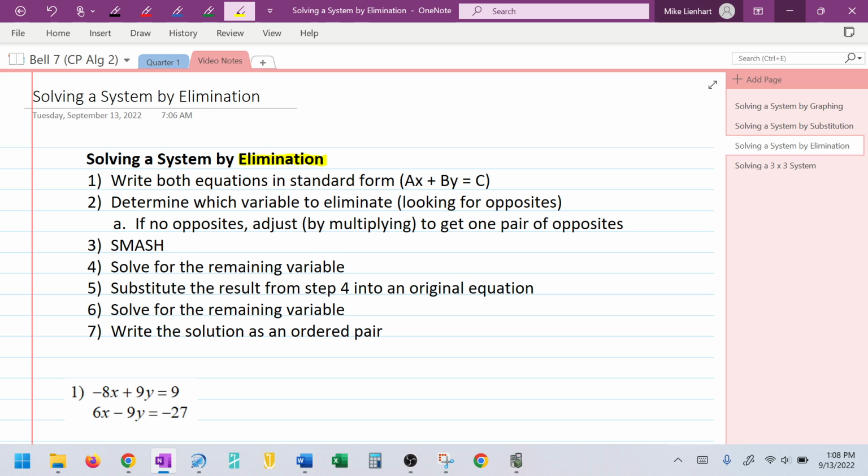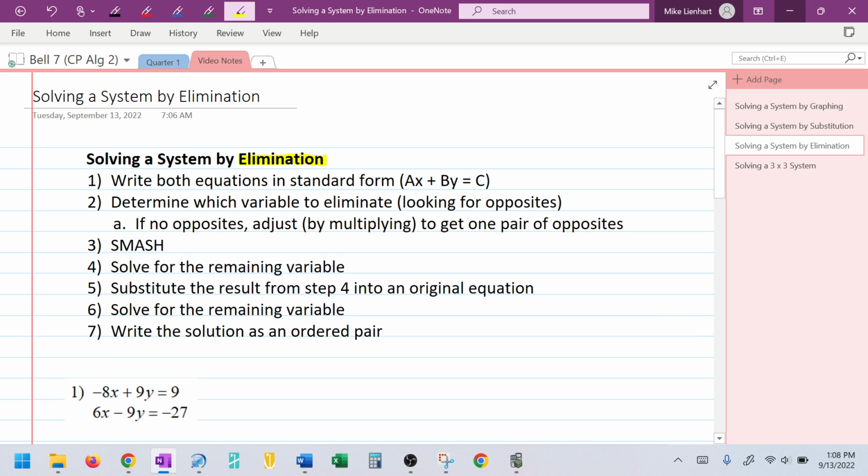All right. So the first thing that we're going to do is write both equations in standard form. That would be ax plus by equals c. Or in other words, make sure your x's are first, your y's are second, you have an equal sign and then a number. We're going to line up both equations so the x's line up, the y's line up, the equal signs line up, and the numbers line up.